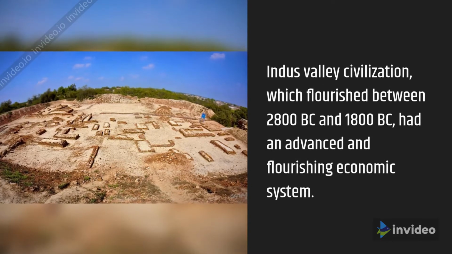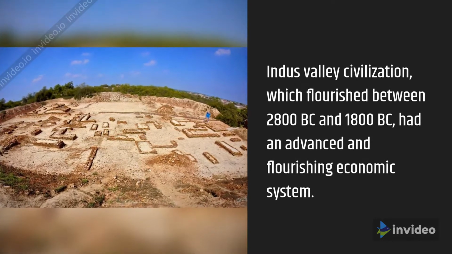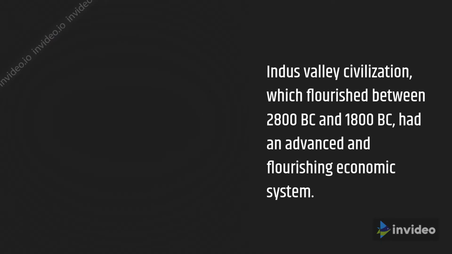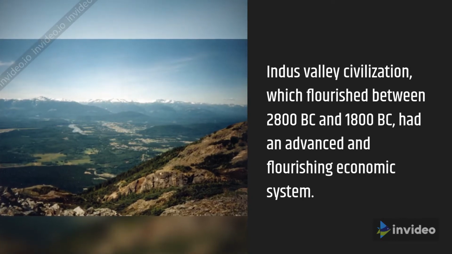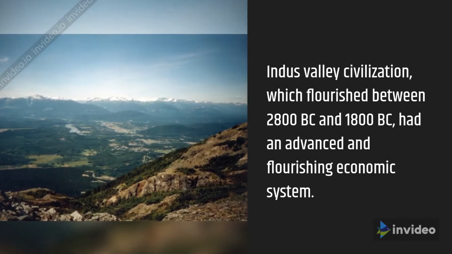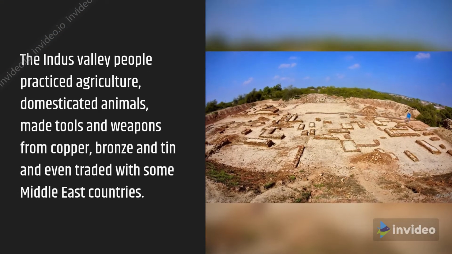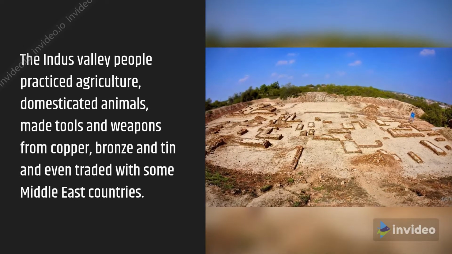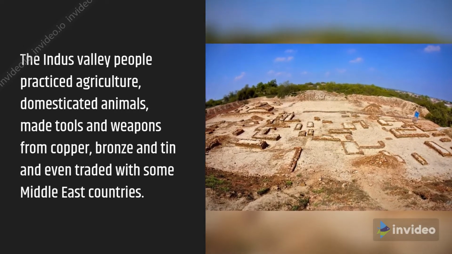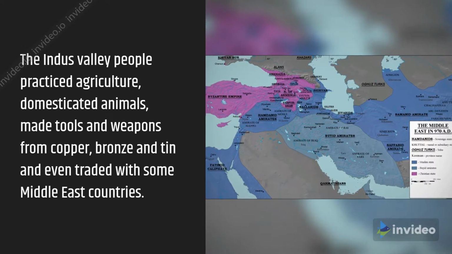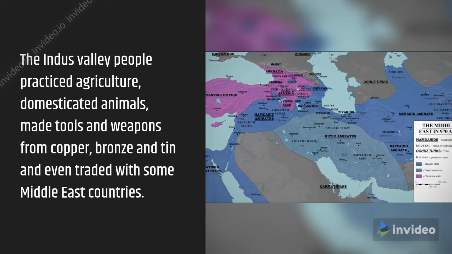Indus Valley Civilization, which flourished between 2800 BC and 1800 BC, had an advanced and flourishing economic system. The Indus Valley people practiced agriculture, domesticated animals, made tools and weapons from copper, bronze and tin, and even traded with some Middle East countries.